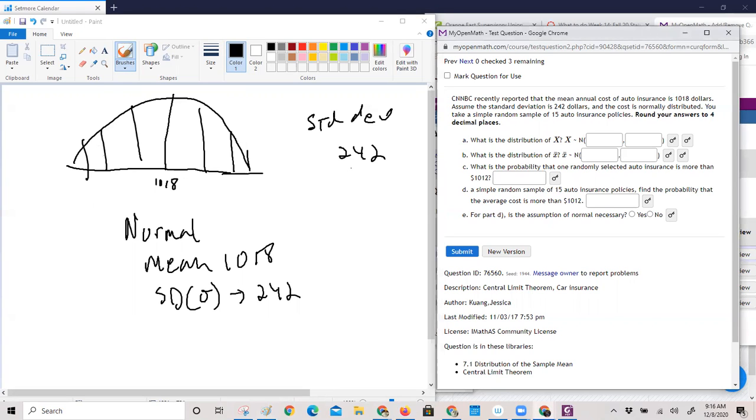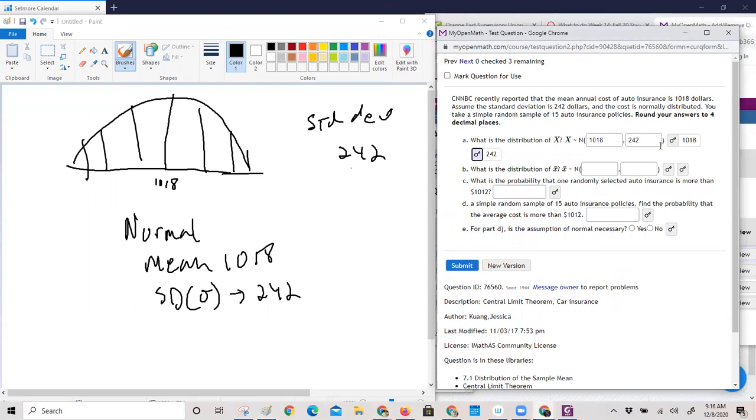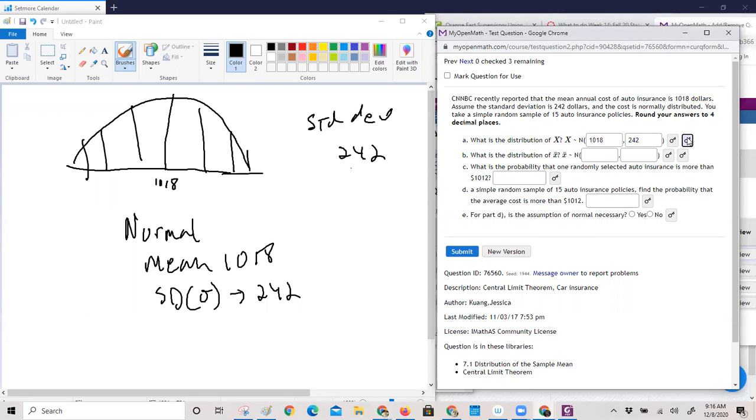Well, I see that N there? That means normal. So yes, it is normal. And so that was easy, kind of a no-brainer. And because we know the mean for everybody is 1018, that's the mean for this distribution, and we know the standard deviation is 242. All right, so since I've got the tools here, see how I've got those right? Isn't that a wonderful thing?